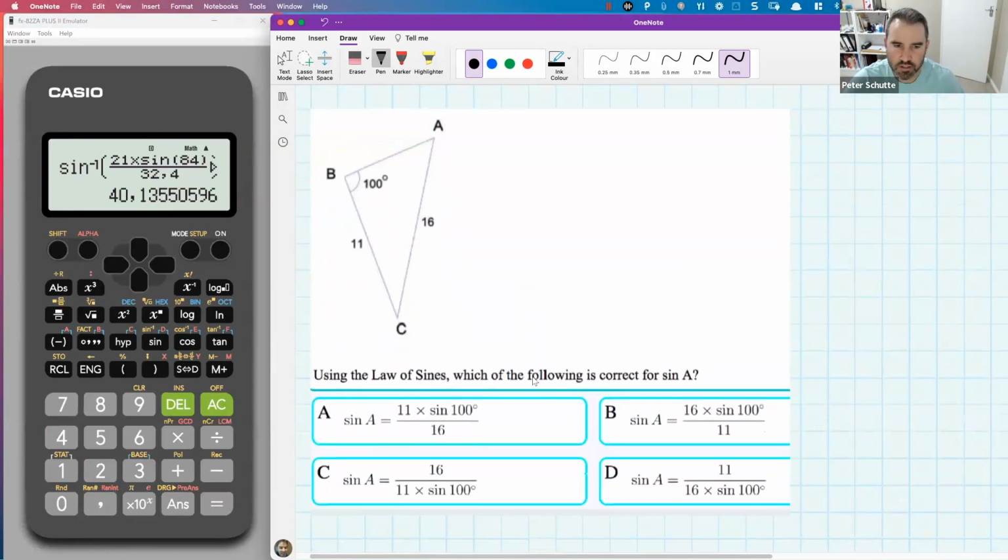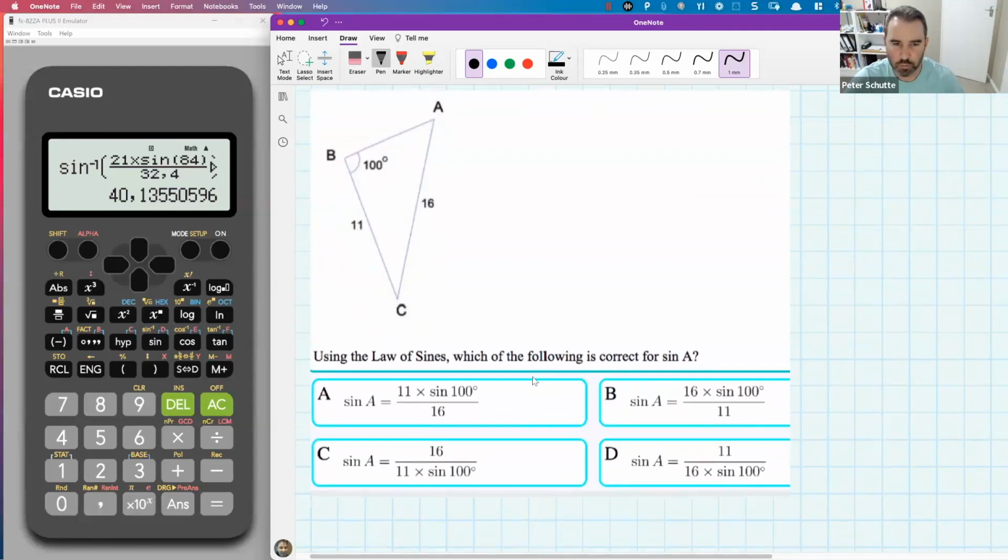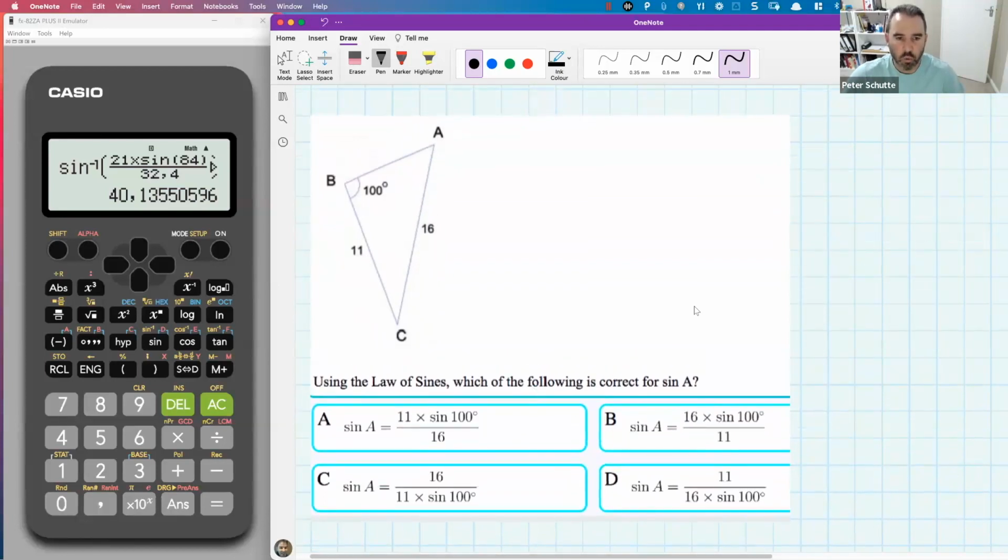Okay, let's see if I can find you something a little bit. Let's do this one here. But I think you're mastering this. I think we're almost done for tonight. Which of the 4 options do you think is correct for finding the sine of A? So they're talking about the sine of this angle. Which of the 4 options do you think is correct?